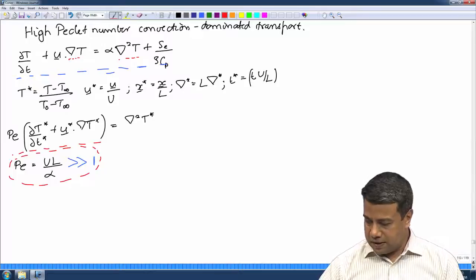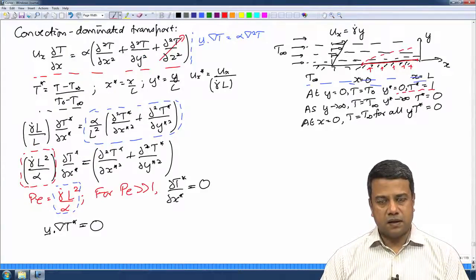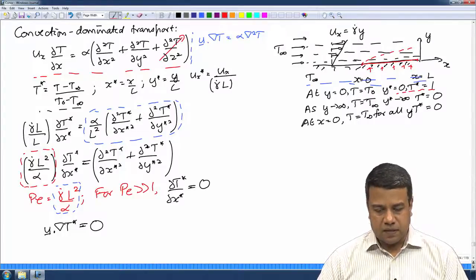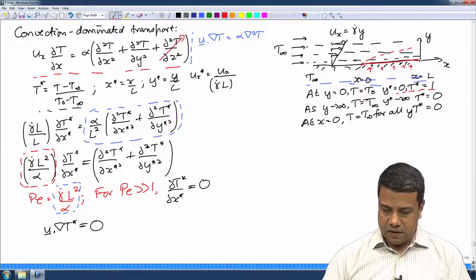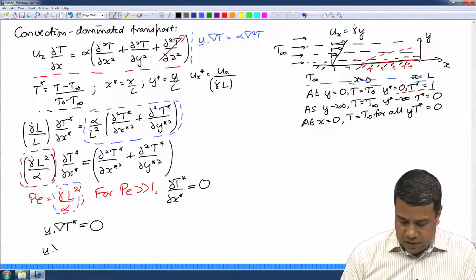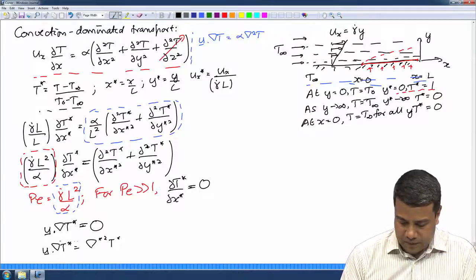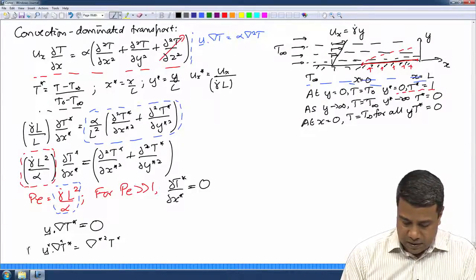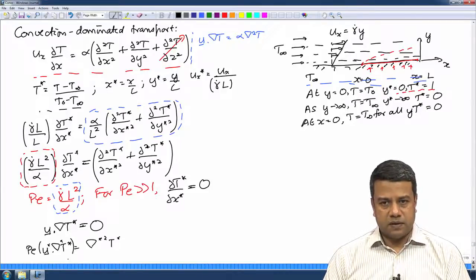And at steady state, if you just make the simple approximation that the temperature field is no longer a function of time, the equation basically reduces to an equation of the form u dot grad T is equal to del star square T, with the Peclet number in front of it. That is the form of the equation you get.